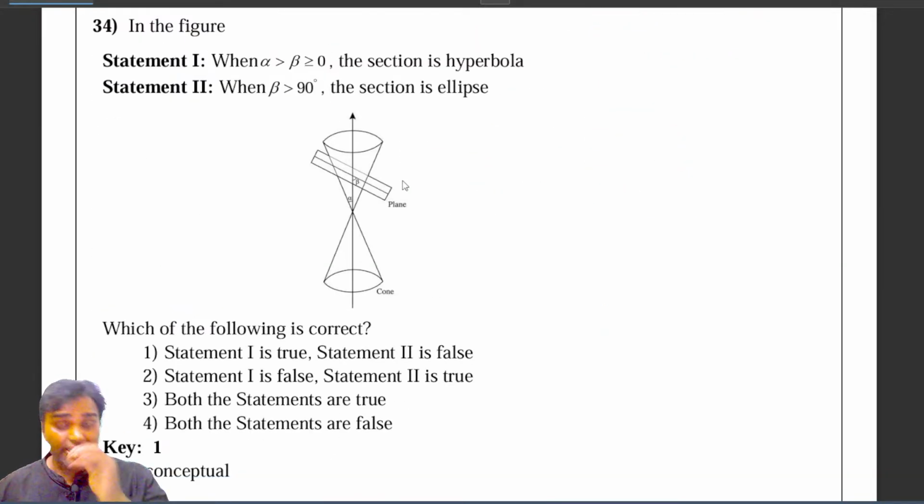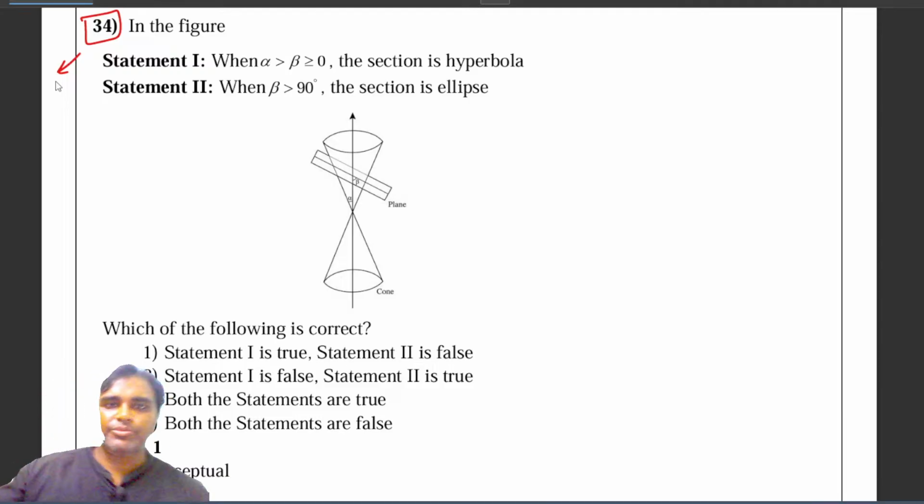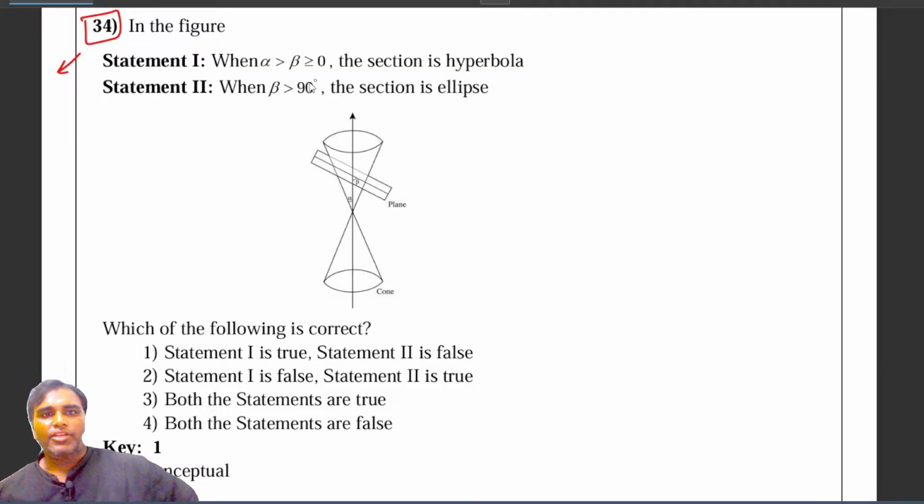34 is the question that can be a little bit problematic for you, even for the toppers, those who are going to top in this exam, because sometimes they will not remember. And it is perfectly all right, because sometimes we forget also. So alpha greater than beta, where is alpha? This is the alpha and this is beta. When this angle is more and this angle is less, but both are positive, then it is hyperbola, so it is correct. And if beta is more than 90 degree, then it is ellipse. Clear? If beta is more than 90 degree, then it is ellipse.